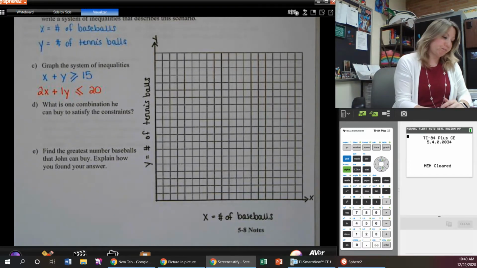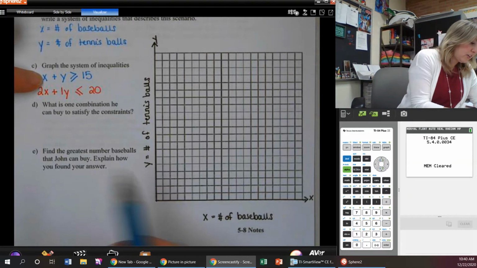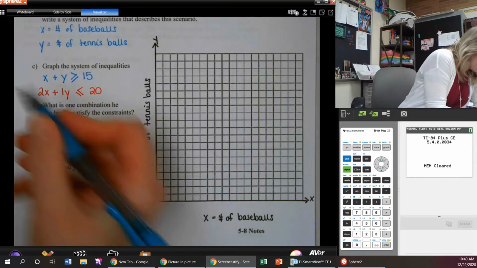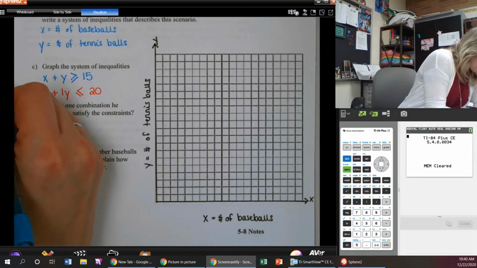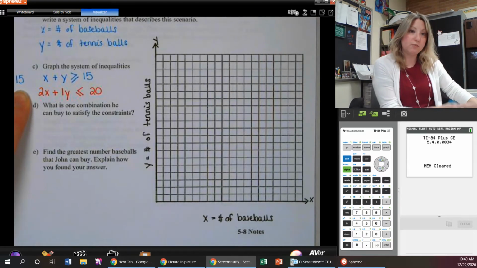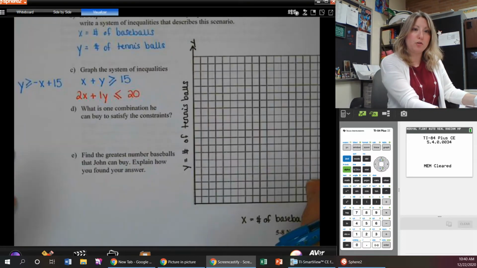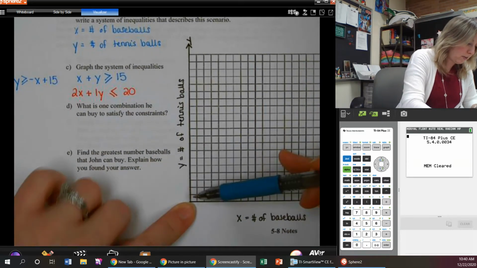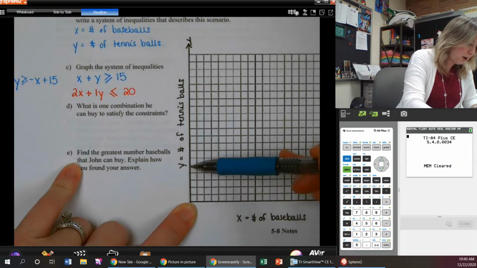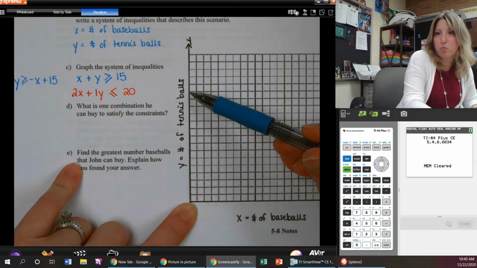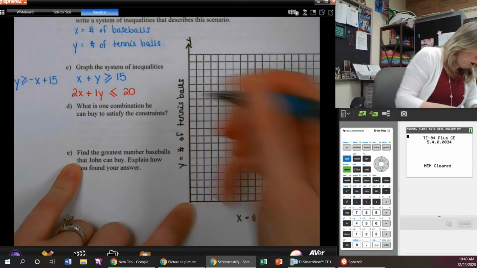Okay. So let's get this in y equals mx plus b form. We'll start by subtracting x over. So I get that y is greater than or equal to negative x plus 15. So that means my y-intercept here, sorry, I scooted that over a little too far, is 15. So let's count how many we've got here. 1, 2, 3, 4, 5, 6, 7, 8, 9, 10, 11, 12, 13, 14, 15. We got plenty of room, so we can go by ones.